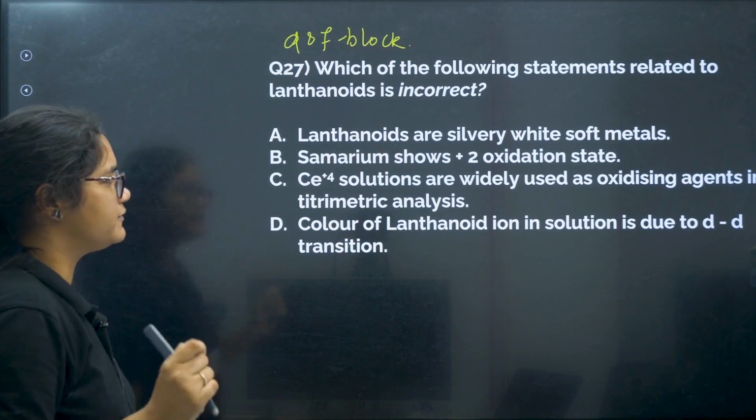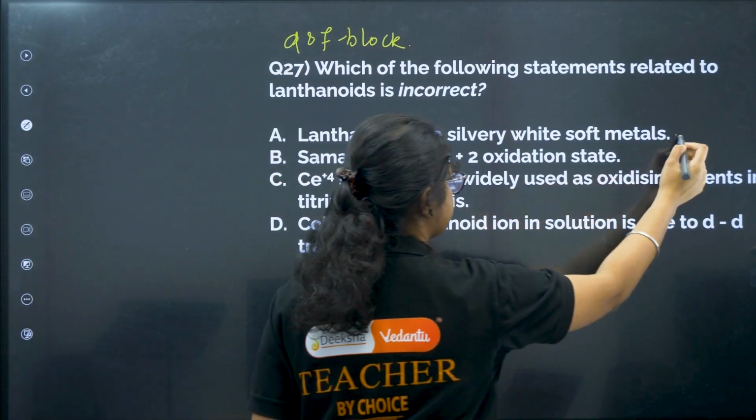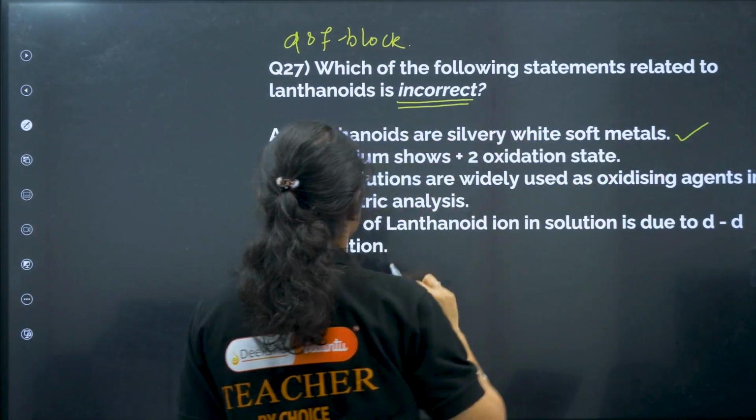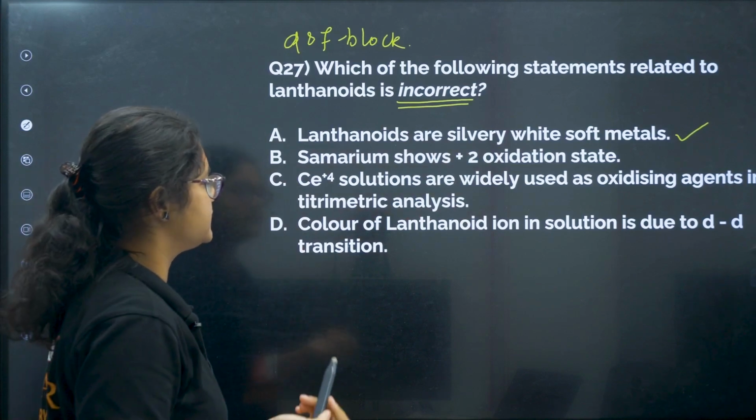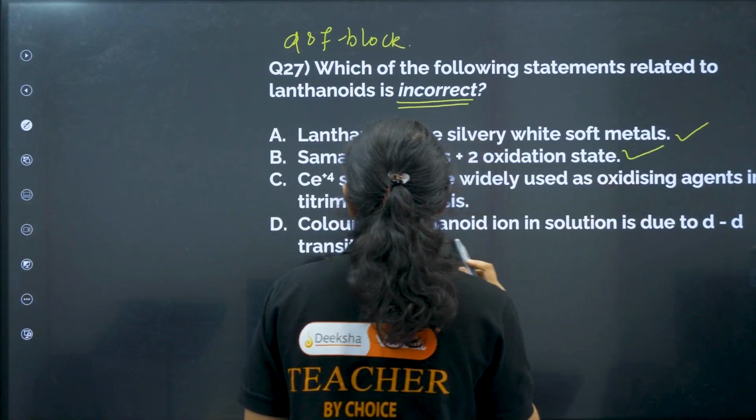Okay, lanthanides are silvery white soft metals. Yes, this is the correct statement. We need to find the incorrect statement. Samarium shows +2 oxidation state. Yes, this is also correct.